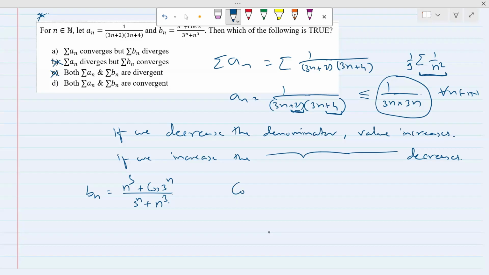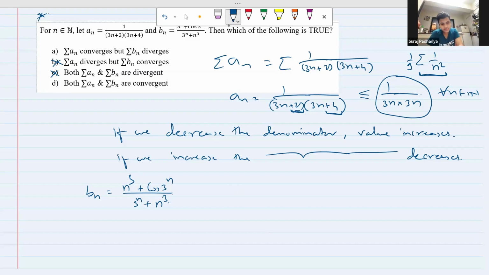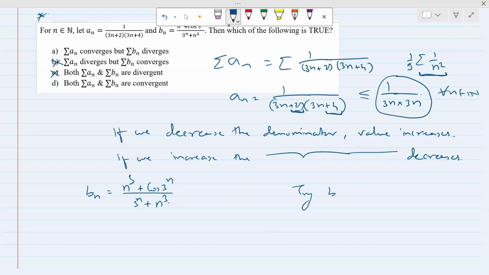Sir, maybe the ratio test will be good. First, we can compute the absolute convergence of the series. Then we can apply the ratio test. Ratio test? Yes, ratio test will maybe work. Okay, so you can try by ratio test.